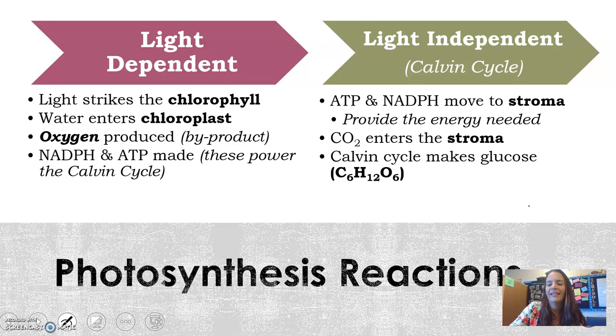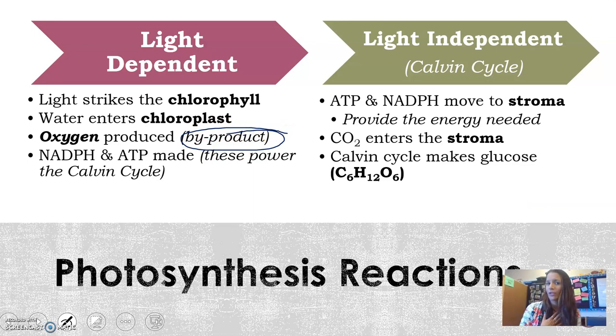All right, so let's dig into these two reactions. We have the light dependent and the light independent, otherwise known as the Calvin cycle. The light dependent reaction is just that: it depends on the light. The light is going to strike the chlorophyll, which is inside of the chloroplast, and then it's going to produce oxygen, which is a byproduct.